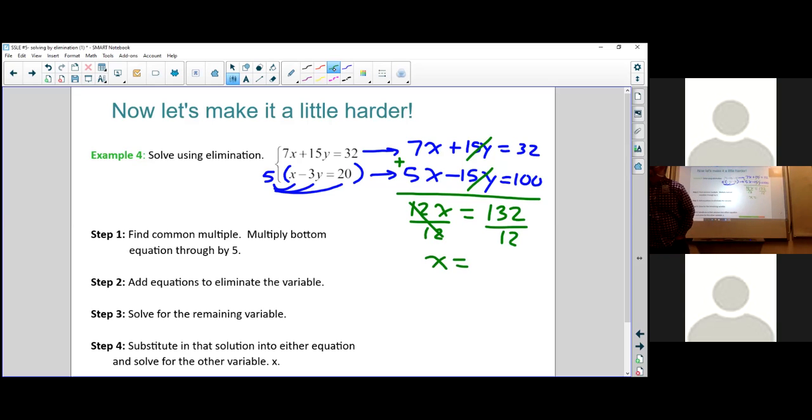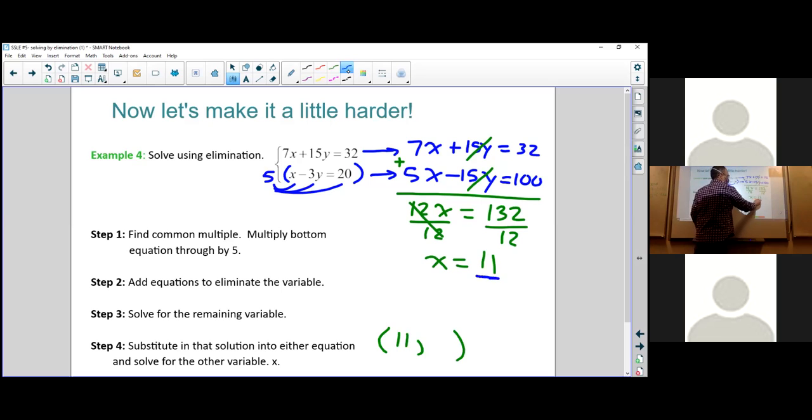Just because I'm a math geek, I know it's 11. I've only taught this for 26 years, so I finally kind of clicked. But you go 132 divided by 12, you get 11. Okay, so I get an x value of 11.